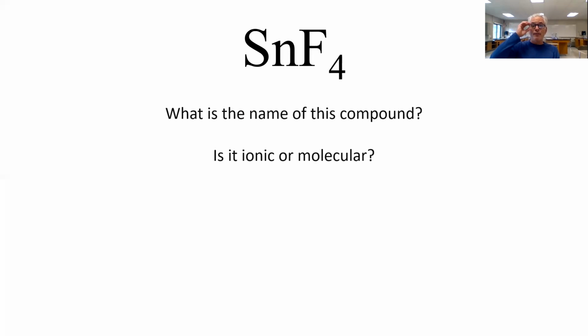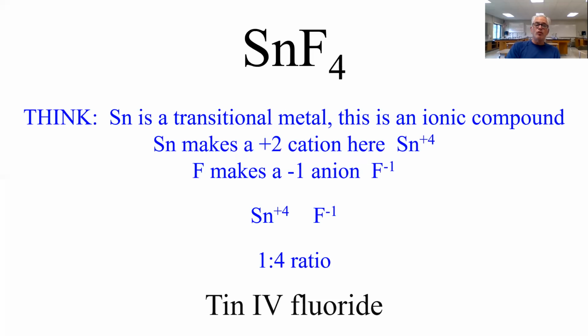Look at this. It's the other one. Here, we got tin with 4 fluorines, 4 -1 fluorides. There's only 1 positive 4. So this is tin Roman numeral 4 fluoride. See how tin and fluorine, they make 2 different ionic compounds, but they're not both tin fluoride. You got to tell them apart by using the Roman numeral.